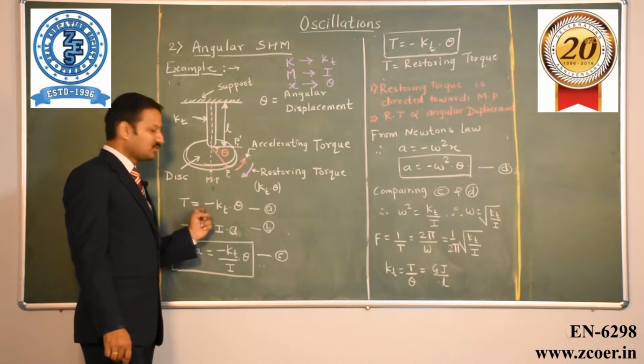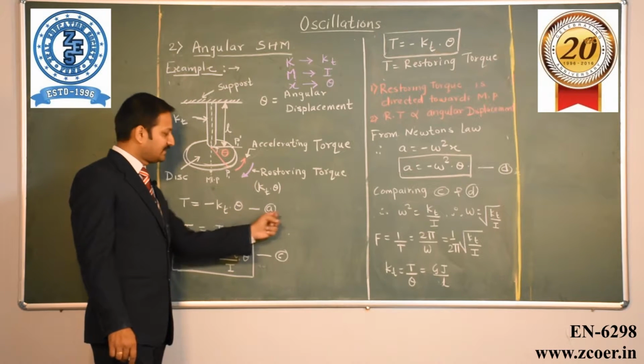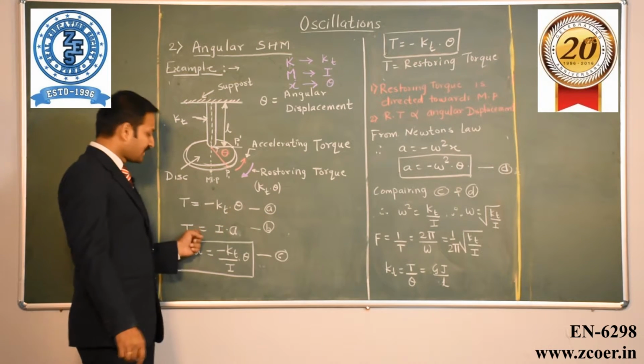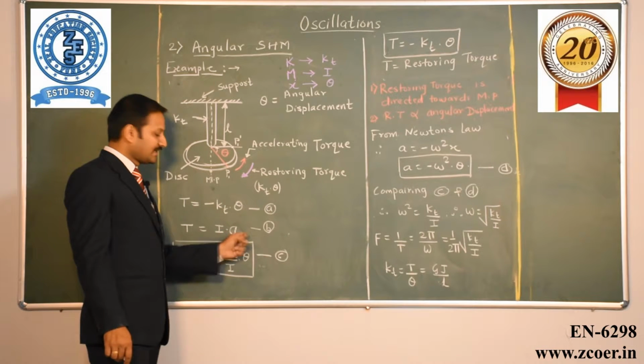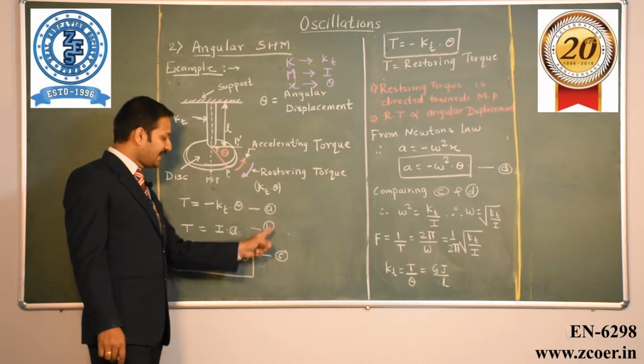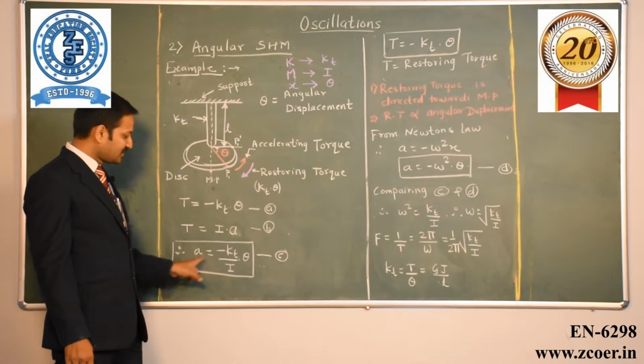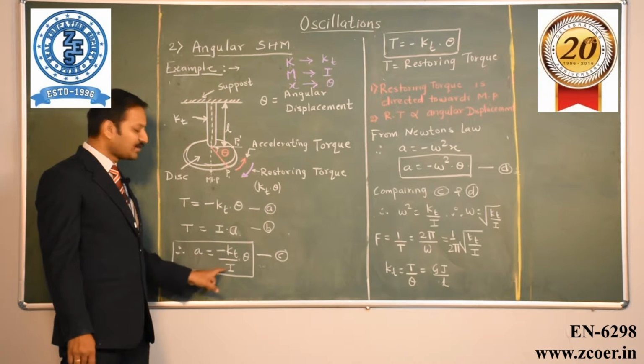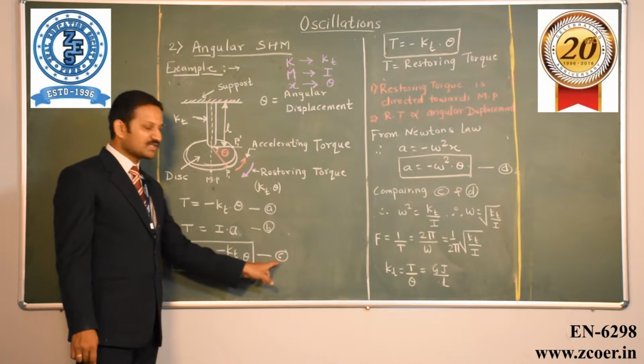So, torque is equal to minus Kt into theta, let this equation be A. Torque is equal to I into alpha, let this equation be B. If we compare these two equations, that is A and B, we are going to get angular acceleration is equal to minus Kt upon I into theta. Let this equation be C.